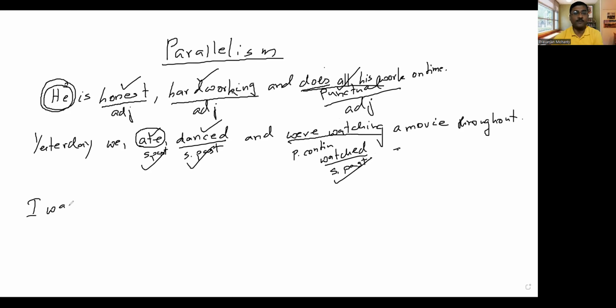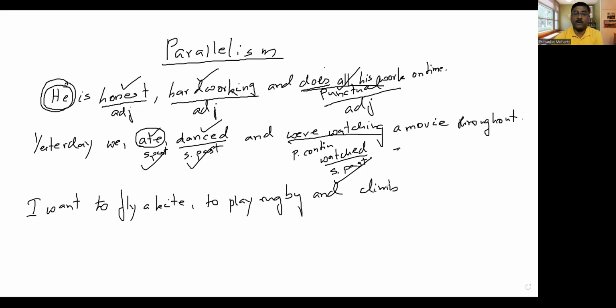I want to fly a kite, to play rugby, and climb a mountain. Now look at this sentence. What I said, there are three verbs. As you can see, one is fly, other is to play, and then is climb. There are three verbs here.